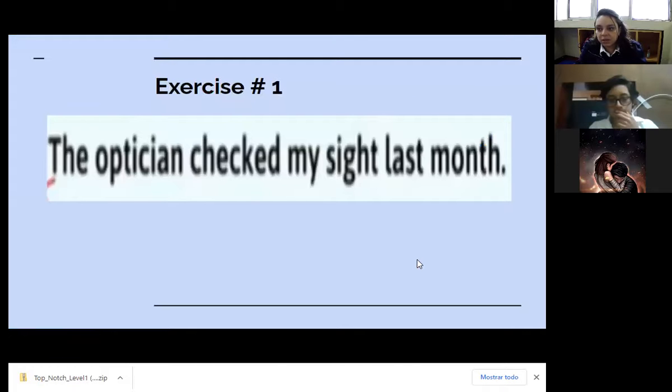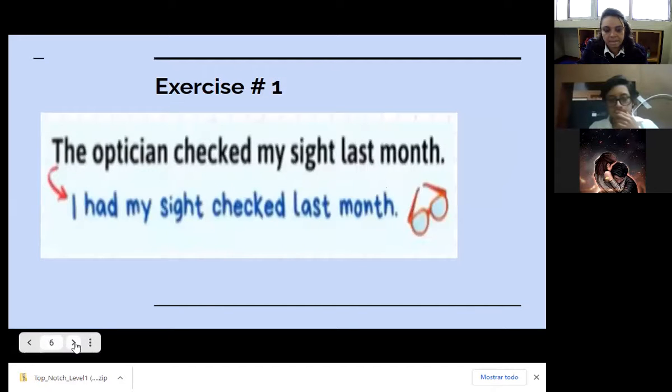Let's do an exercise right here. We have the optician. The optician is the person that checks your eyesight, right? The optician checked my sight last month, right? This one is in first person. You are receiving the product, okay? You are receiving the product. So in this case, the optician checked my sight last month. This one is the answer.